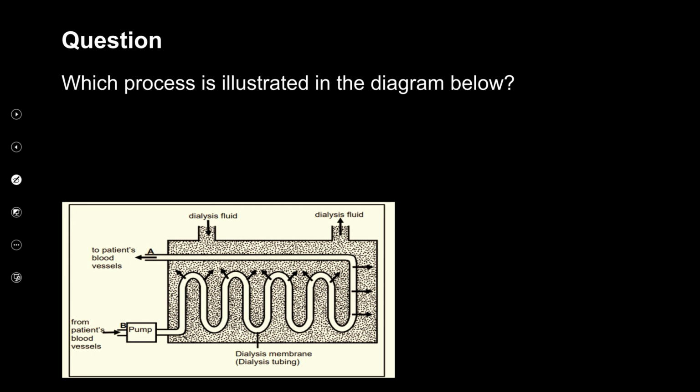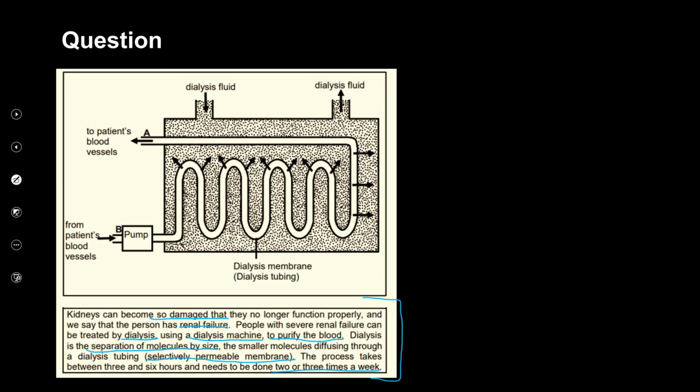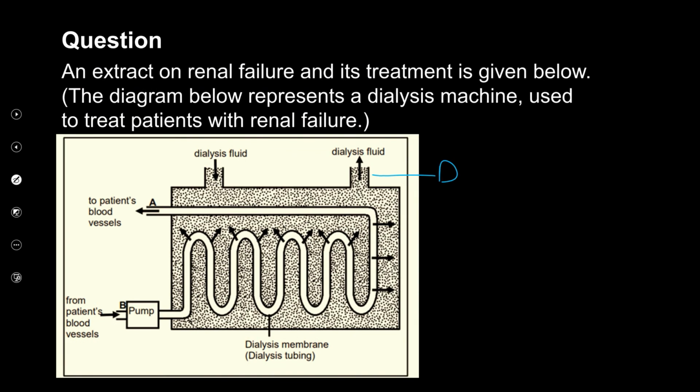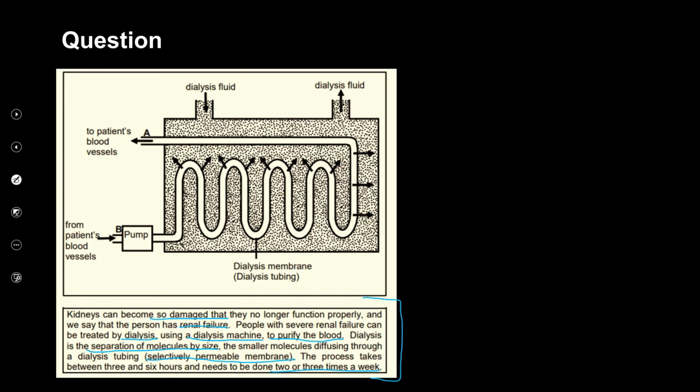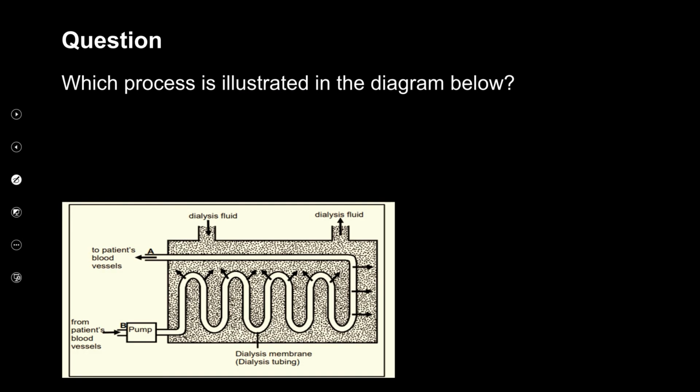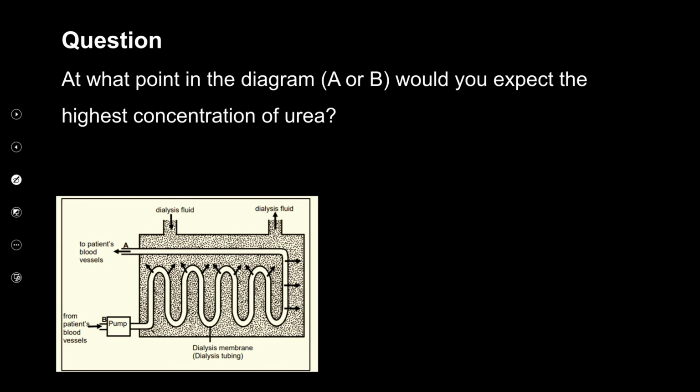The next question asks, which process is illustrated in the diagram below? If I jump 2 slides back, it said there that the diagram below represents a dialysis machine, and we know that a dialysis machine is needed for somebody who is going to need dialysis. So what is the process called? The process is called dialysis. Here it's going to say, at what point in the diagram, A or B, would you expect the highest concentration of urea? Here's A, here's B. Now urea is waste. So where would be the highest concentration? Here we go, from the patient's blood vessels, number B.